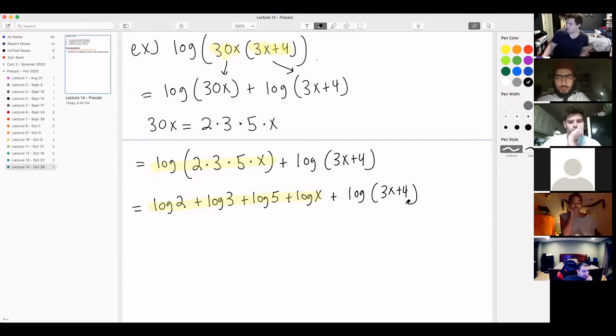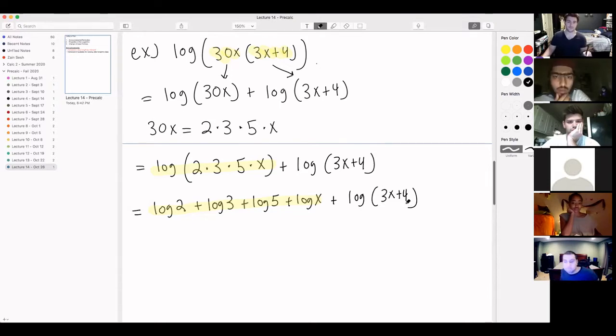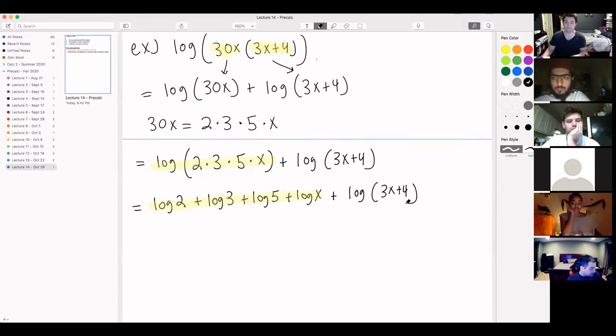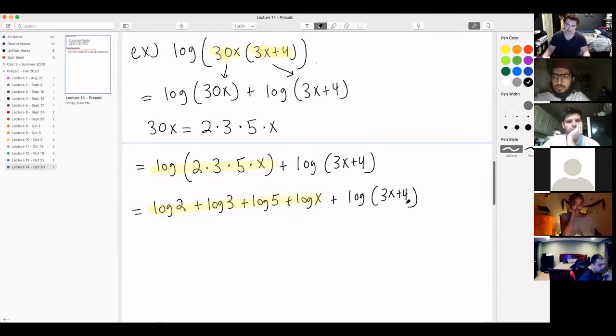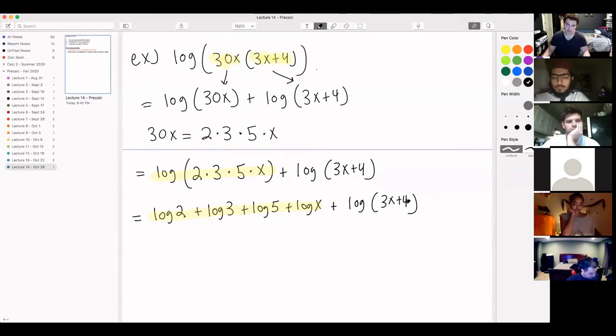All right, so any questions before I move on to the next rule? I have a question. Will it ever be shown as, let's say, log 35, and you would have to make it log 5 plus log 7, if you know what I mean?